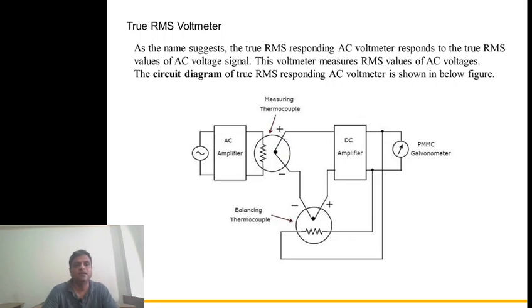Then, as the name suggests, the true RMS responding AC voltmeter responds to the true RMS value. That is basically another circuit. This voltmeter measures the RMS value of AC voltage. The circuit diagram of the true RMS responding AC voltmeter is shown in the figure. Here we see two thermocouples, connected in such a way that they form a bridge. So with the help of balance and unbalance of the bridge, we are able to measure the voltages.